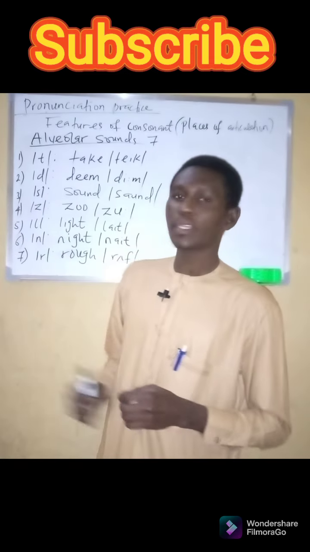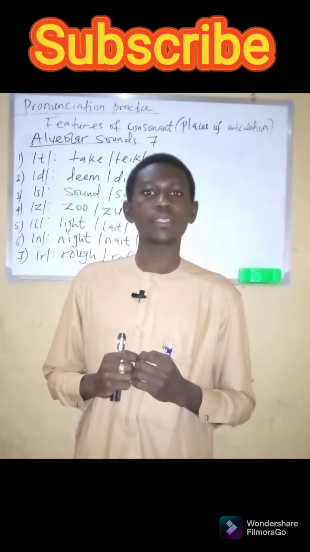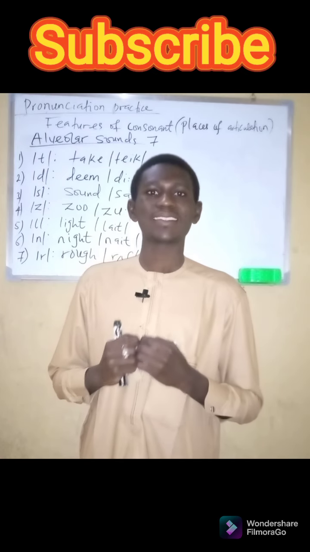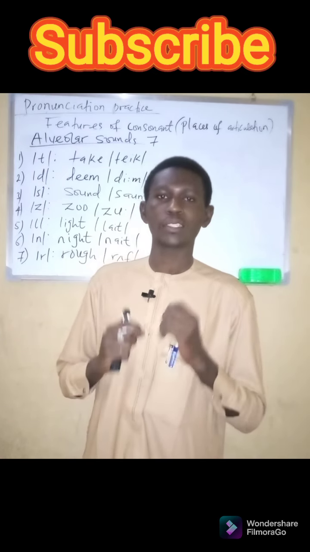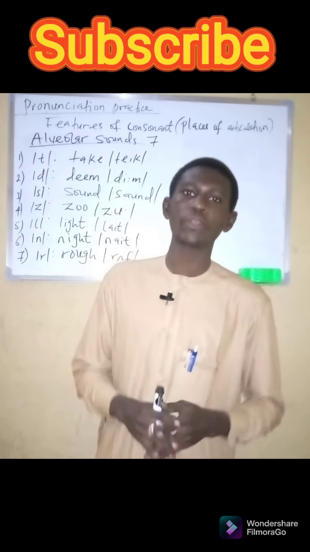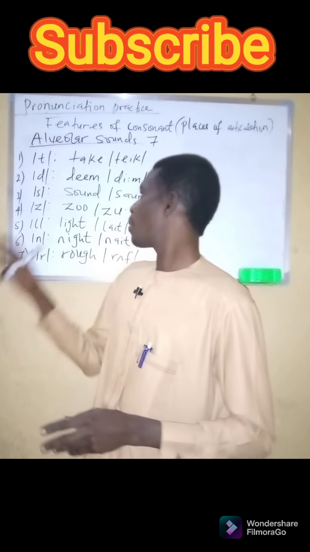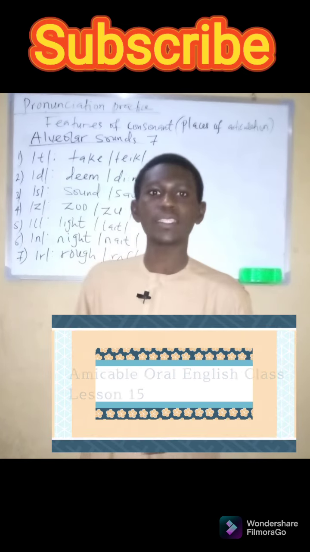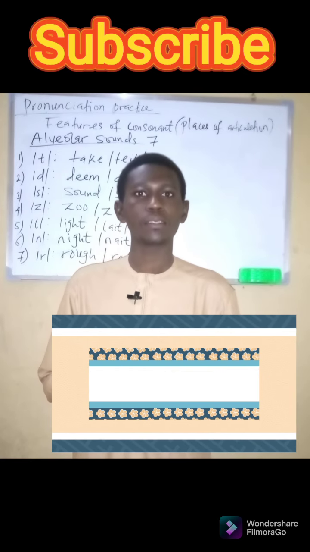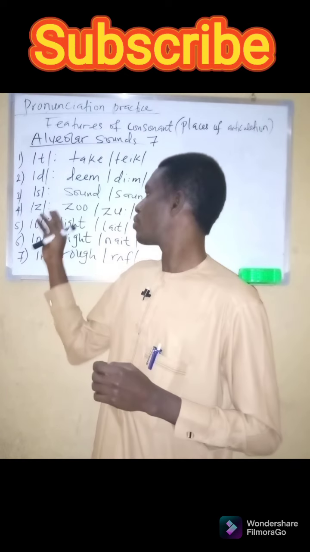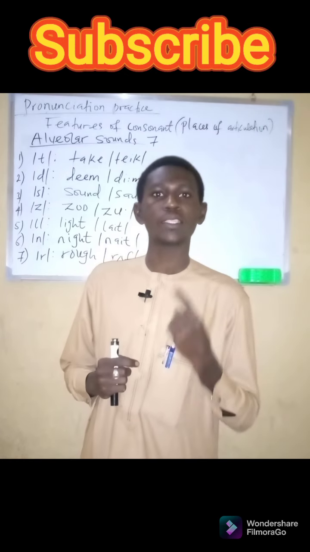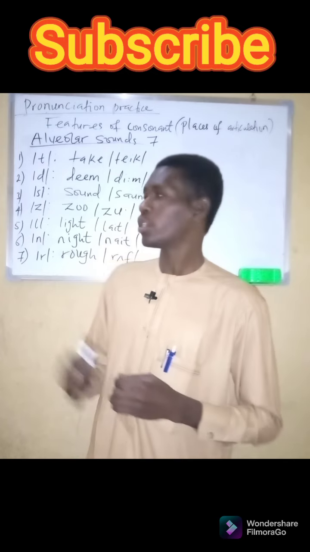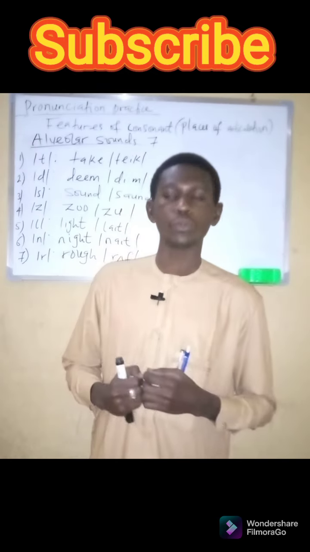Number 3 is the S sound. When you pronounce the sound S, you realize that the tip of the tongue is in contact with the alveolar ridge in words like sound. Number 4 is the Z sound. The moment you pronounce the sound Z, you realize that the tip of the tongue is in contact with the alveolar ridge in words like zoo.